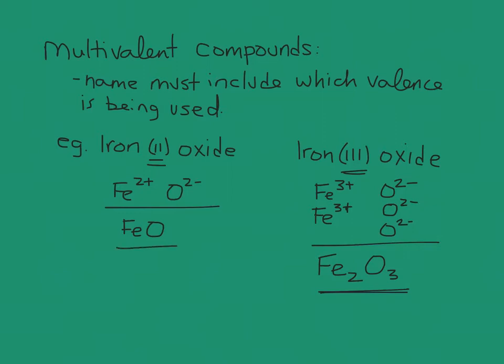So when you're looking at multivalent compounds, when you're forming them, the name already tells you which valence is going to be used in the metal. And the other one, oxygen, when it's in ion form, oxide will always have a charge of -2, so you can figure that out. Okay, so that's writing the chemical formulas.